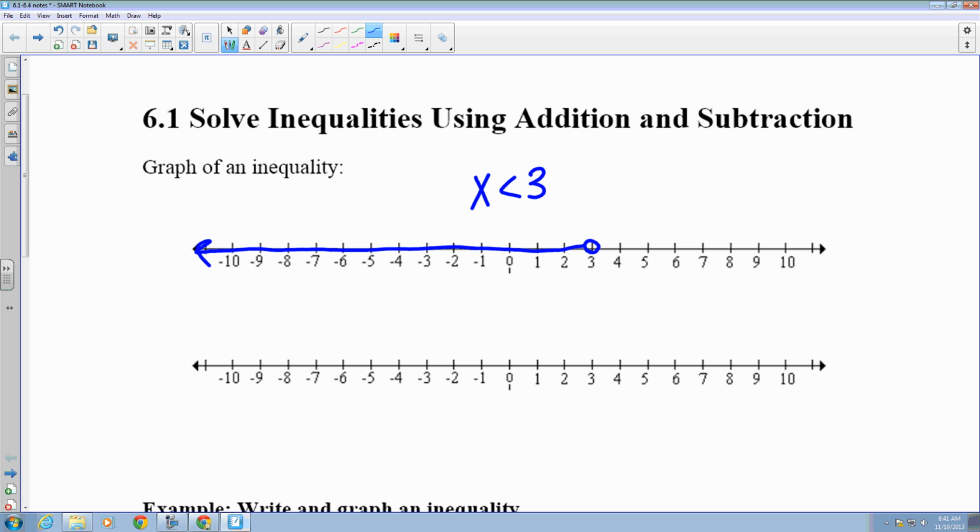Now if we had x is greater than or equal to -1, we find -1, and since it's or equal to, we include it. Now it's all the numbers that are bigger, so it's to the right.